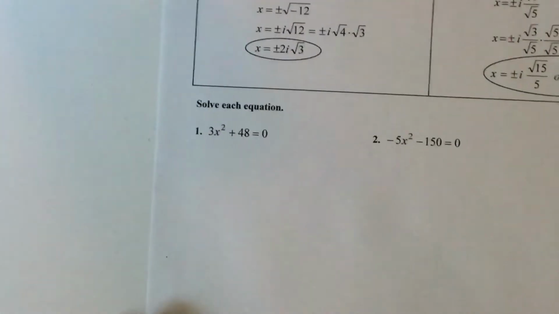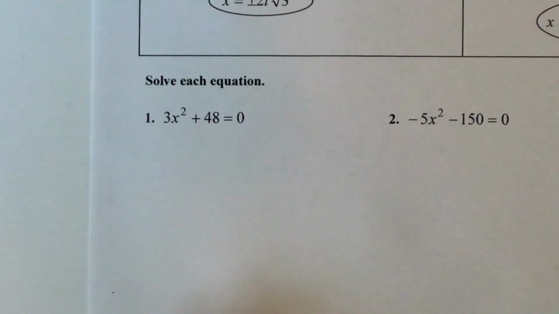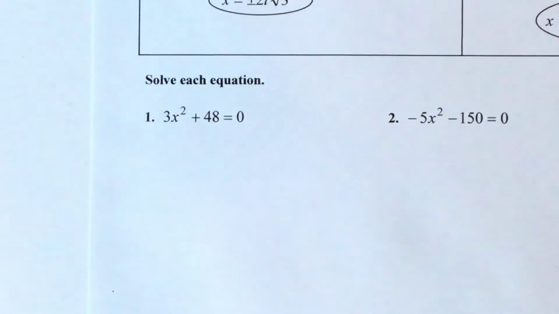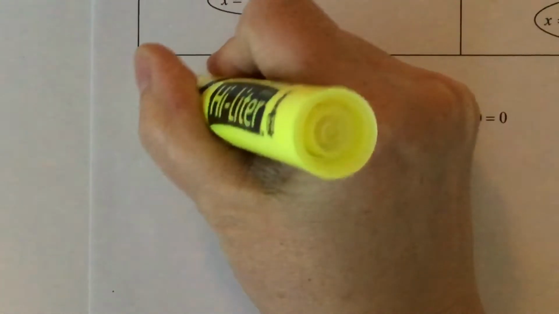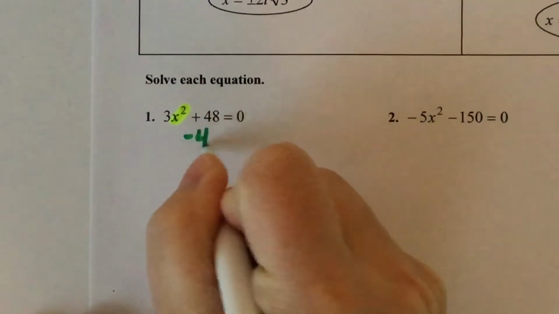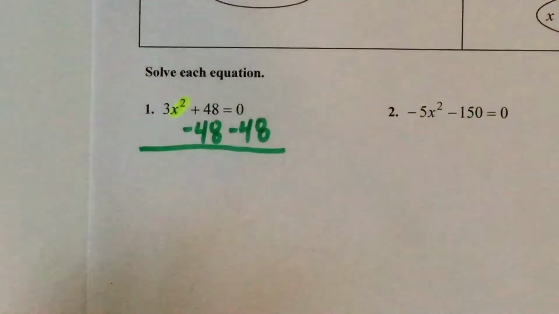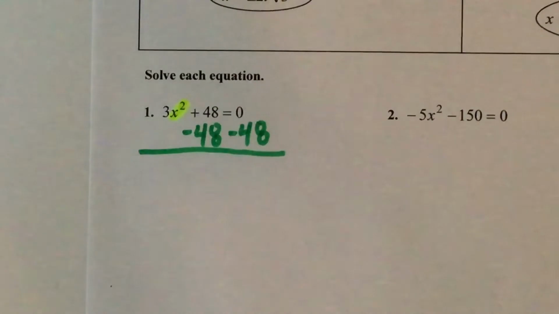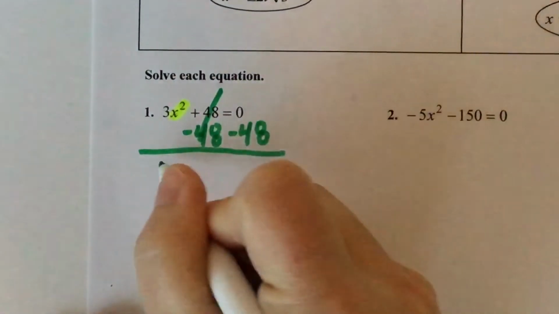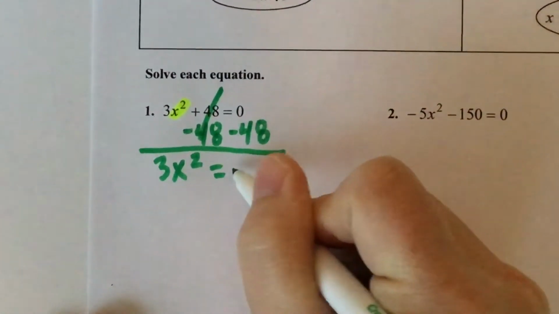All right, so looking at example 1, there is no x. So as long as there's no x, I can do the square root method. Okay, so my goal is to get x squared by itself. So typically when you solve equations, you get rid of addition, subtraction first. So we're going to get rid of addition of 48 by doing the opposite, which would be to subtract 48. So then the 3x squared is going to come down. The equals is going to come down. 0 minus 48 makes negative 48.